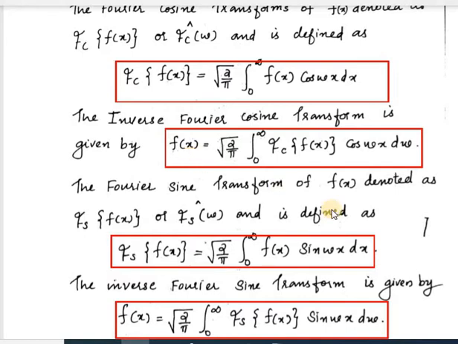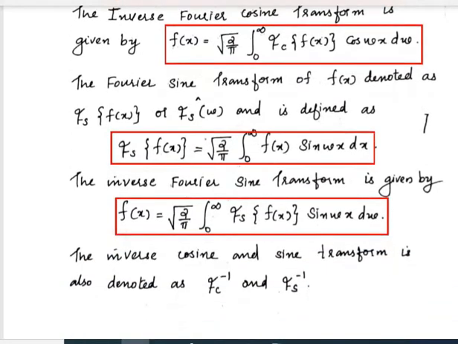function f of x. Similarly, we can define the Fourier sine transform and inverse sine transform. The Fourier sine transform is denoted by Fs f of x or Fs cap omega, and is defined as Fs f of x equal to root 2 by pi integral 0 to infinity f of x sine omega x dx, and the inverse Fourier sine transform is given by f of x equal to root 2 by pi integral 0 to infinity Fs f of x sine omega x d omega. The formula is the same, only the difference is that here it is the sine term and there it is the cosine term. So these are the formulas for finding the Fourier cosine and sine transform.